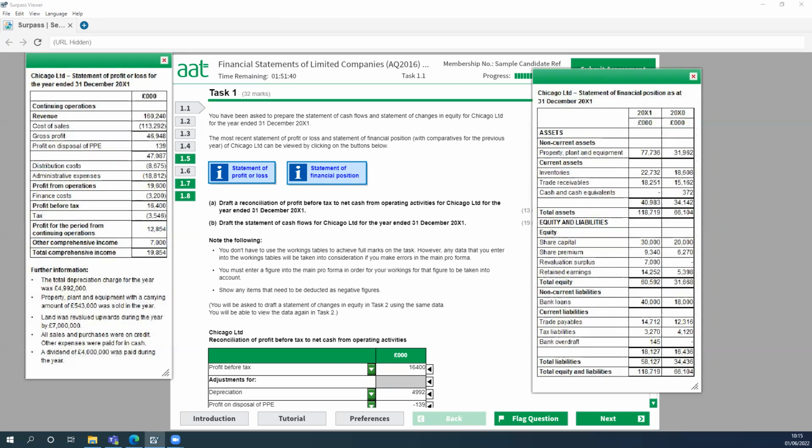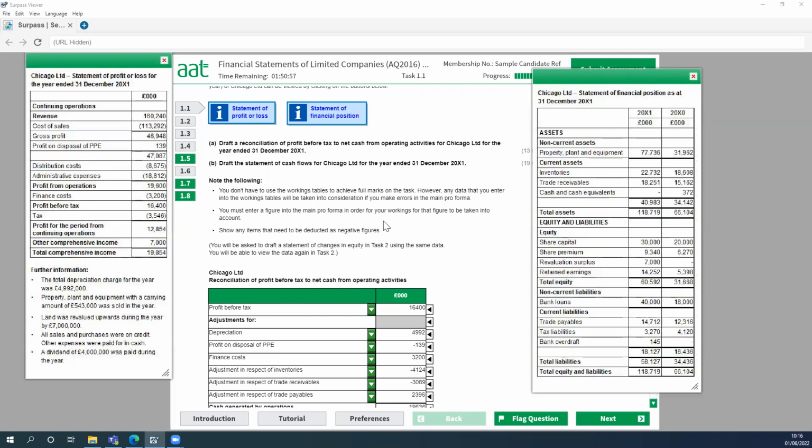So this one, it said it's a cash flow question. It said you've been asked to prepare statements of cash flows and statements of changes in equity for Chicago Limited for year ending 31st of December 20x1. The most relevant statement of profit and loss and statements of financial position, as we can see, are given here. So we've got the profit loss account for Chicago here, and all the statements of financial position, which we got through clicking these. So we're going to do a draft reconciliation of profit before tax to net cash from operating activities for Chicago Limited for year ending 31st of December 20x1.